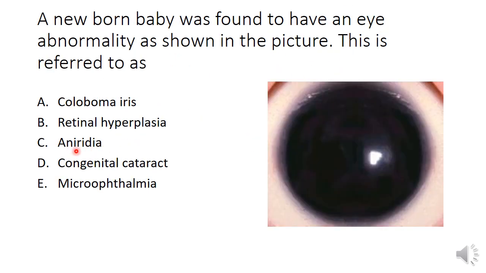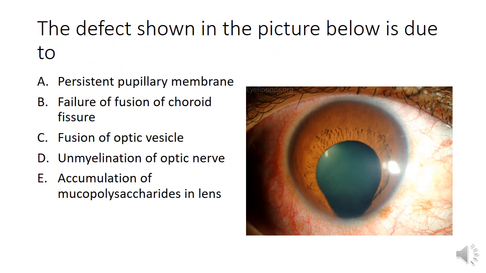Aniridia. I forgot to bold this out. So the answer here for this question is aniridia. This is because of the non-development of the anterior aspect of the choroid, as shown here. Here you can see a keyhole pupil. So the inferior aspect of the iris is not developed. This is because of the failure of fusion of the choroid fissure.